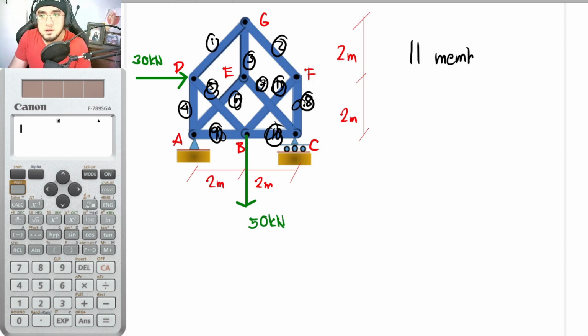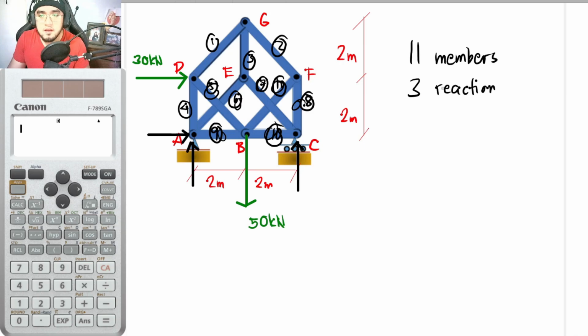So 11 members. How many reactions do we have here? We have a hinge here, a hinge here, and a roller here. As you know, for a hinge, we have two reactions there, two orthogonal reactions here. And as for the roller, we have one reaction here. So a total of 3 reactions.